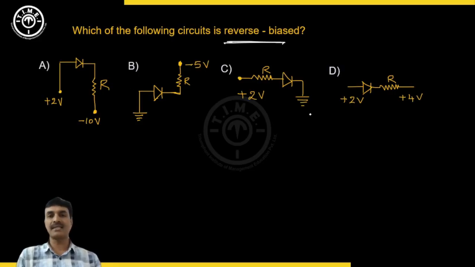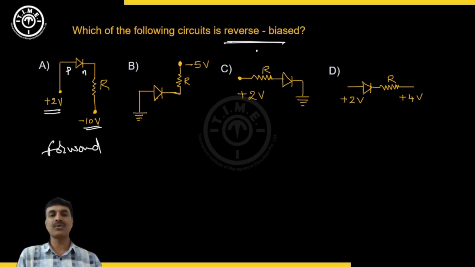What is reverse bias? Higher potential has to be applied to the N region, lower potential has to be applied to the P region. Now here is the diode. This is P side, N side. To the P region, there is plus 2 volt. To the N region, minus 10 volt. Plus 2, minus 10. So higher potential is applied on P region and lower potential is applied towards the negative region, N side of the diode.